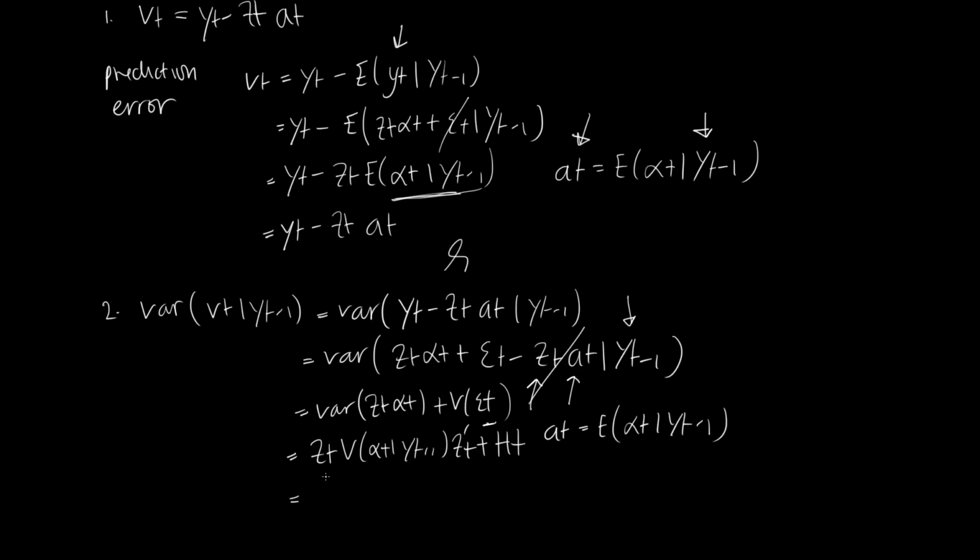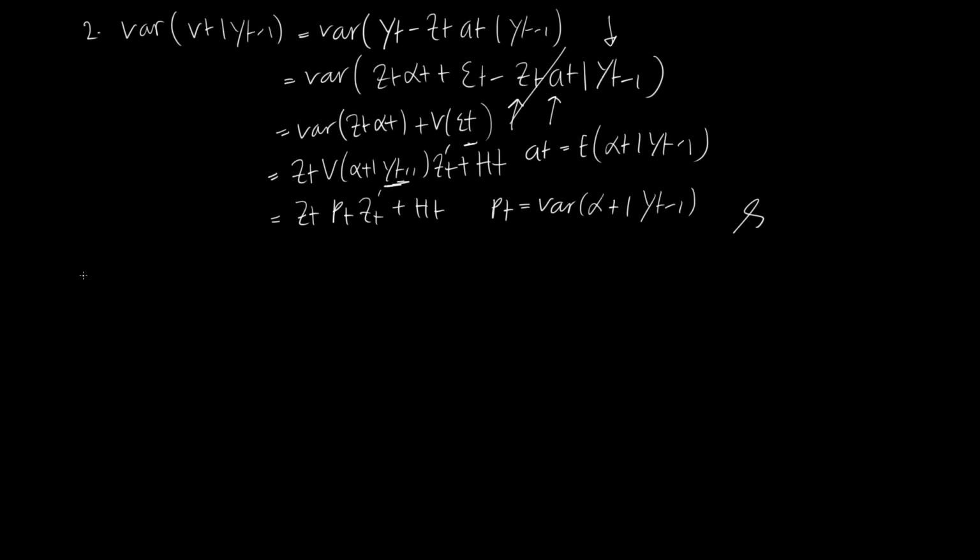Hence we find Z_t P_t Z_t' + H_t, because P_t is by definition the variance of alpha_t given y_{t-1}, which we can see written exactly here. So that's the second equation. Done. Nice. Three more to go.